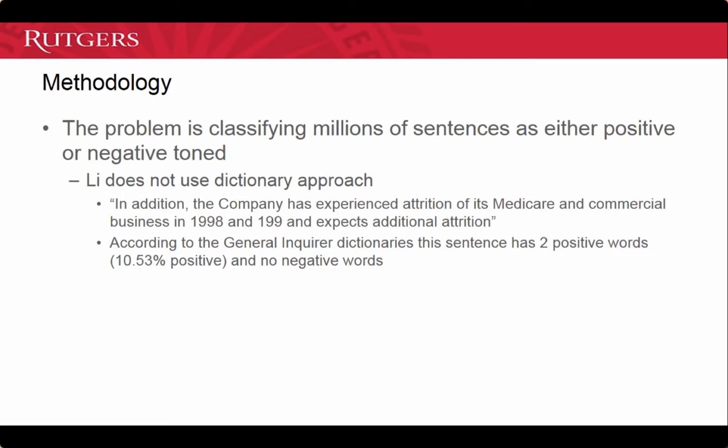You said one good way to look at the tone of these statements is to just look for positive and negative words. That's one way. Yeah, one way. Maybe not good. That's one way. That's right. Now, why didn't Lee just do that? Why didn't he do that?